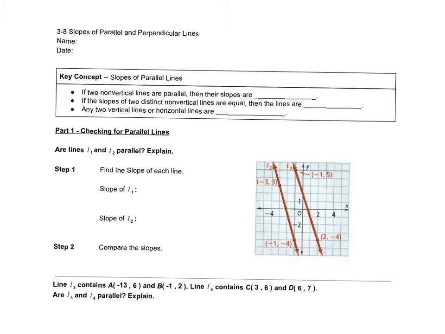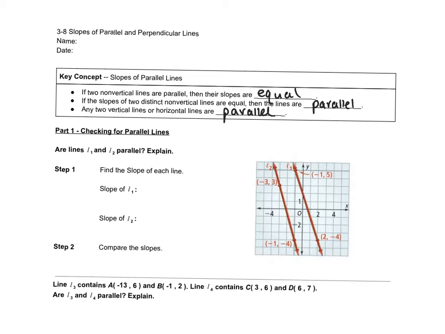Okay, so first let's look at the key concept, slopes of parallel lines. If two non-vertical lines are parallel, then their slopes are equal. If the slopes of two distinct non-vertical lines are equal, then the lines are parallel. And any two vertical lines or horizontal lines are parallel.